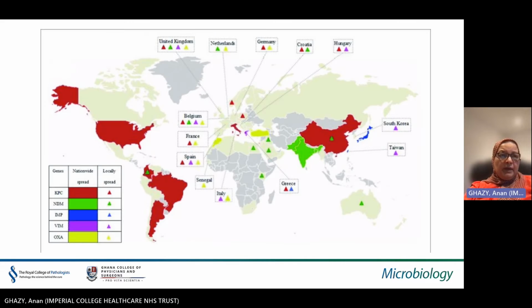So next, this map shows the distribution of the 5 big carbapenemase producing organisms in the world. So we can see that KPC is mainly in South Asia, America, and Canada, and also in South America, while also in Italy from Europe, while NDM is mainly in India and the Middle East. The OXA-48 is mainly in the Middle East and in England.